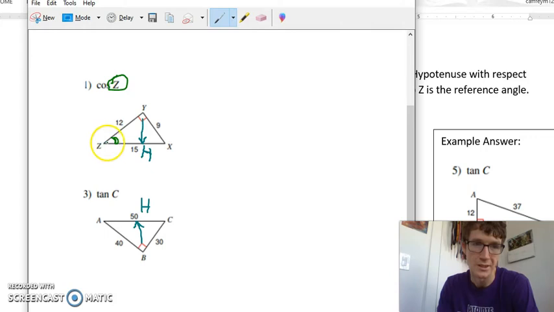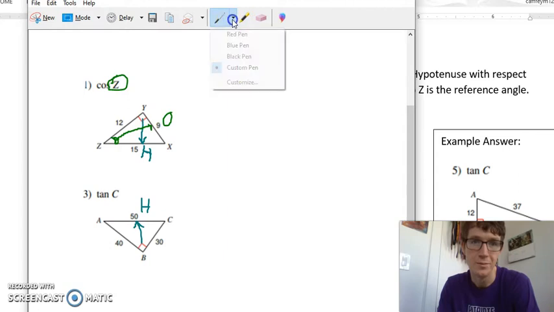What is opposite to Z? Opposite, I want you to think of across from the reference angle. It's never across from the right angle, it's always across from the reference angle, whatever you're finding a cosine, tangent, or sine of. So that would be across over here, and that's our 9. So I'm going to label this side as our opposite. Now the only one left has got to be adjacent. So I'm going to label this one right here as the adjacent.